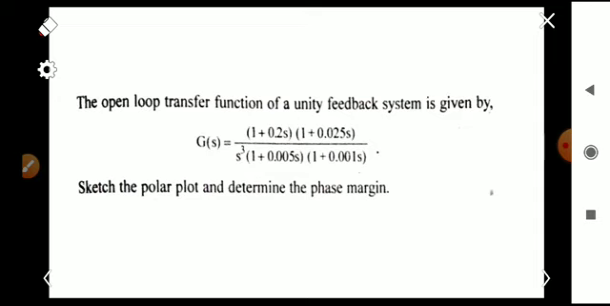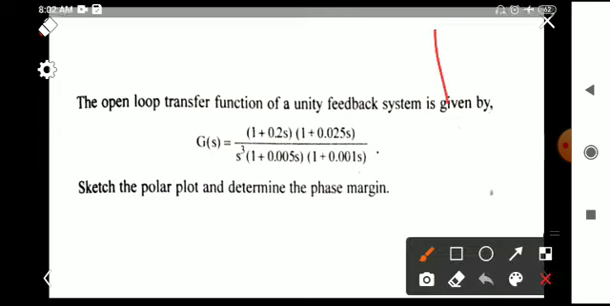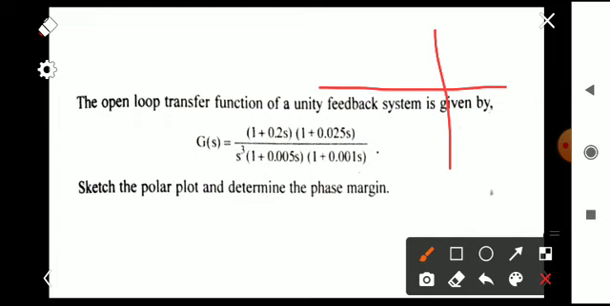So this is the question, and by observing the function given, first we can predetermine the approximate shape of the polar graph. Here there are zeros. There are 5 poles and 2 zeros here. So based on that, we can say it is a type 3 system.